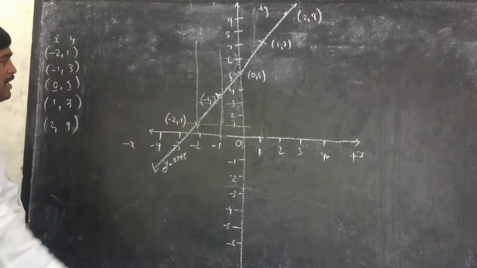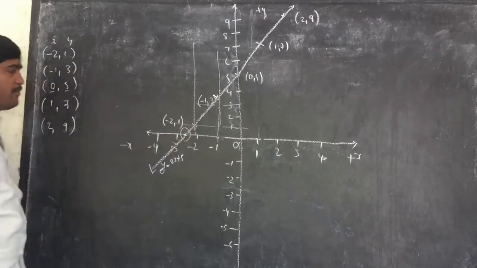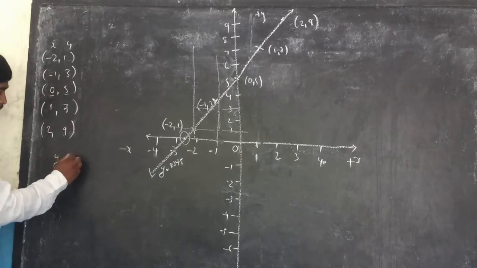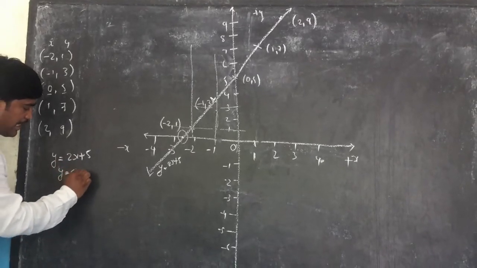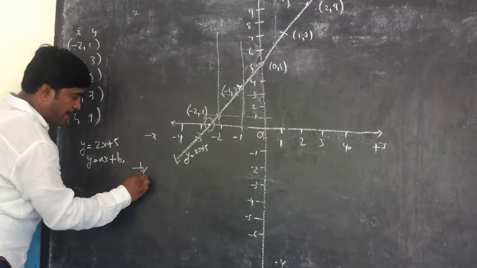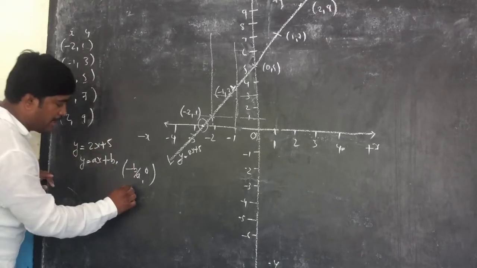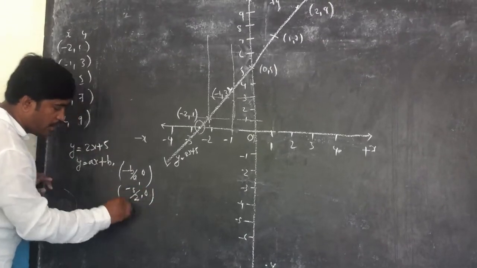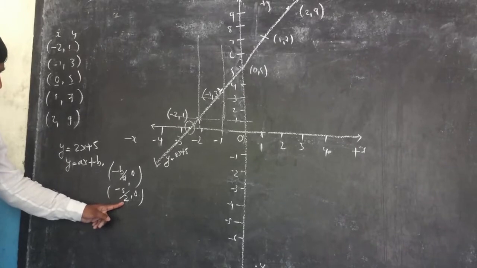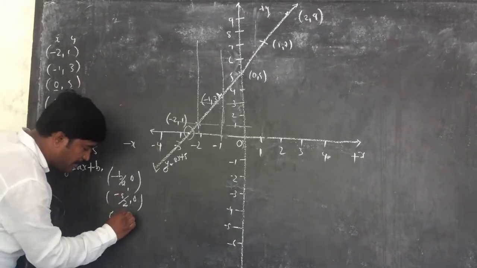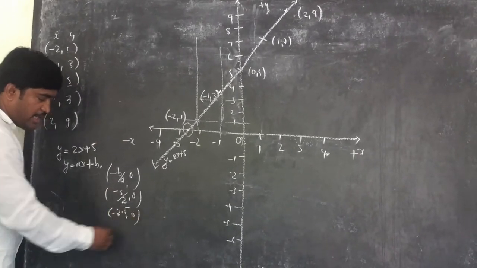Also make a note of where the line touches the axis. For example, I said y equal to 2x plus 5. For y equal to ax plus b, the point will be minus b by a comma 0. The graph will intersect the x-axis at minus b by a. Now what is minus b by a? Minus 5 by 2 comma 0. Here this is the b value and this is the a value. Now 5 by 2 is nothing but 2.5. Minus 2.5 comma 0.